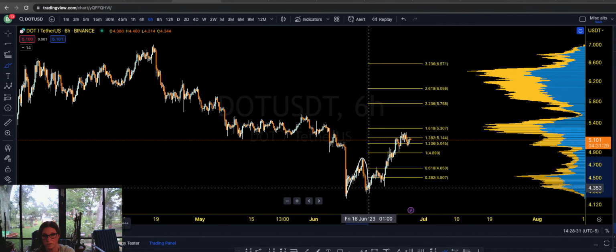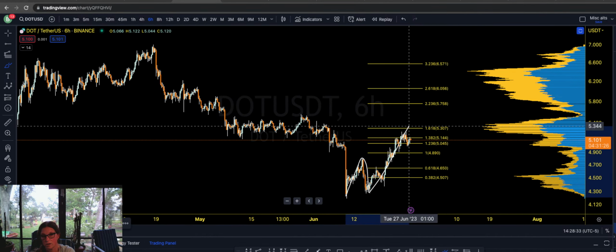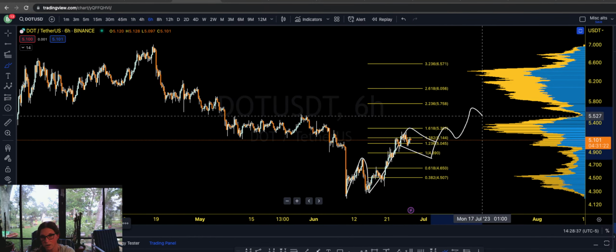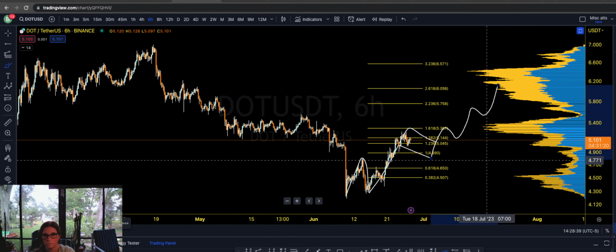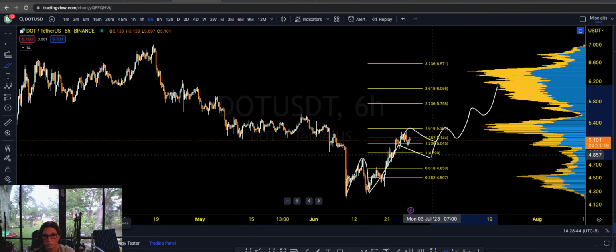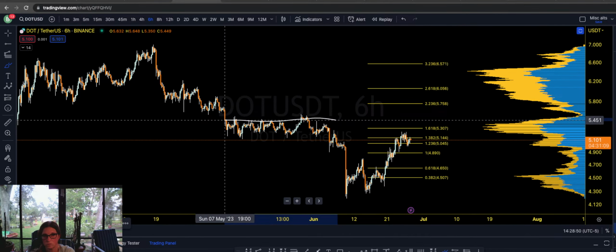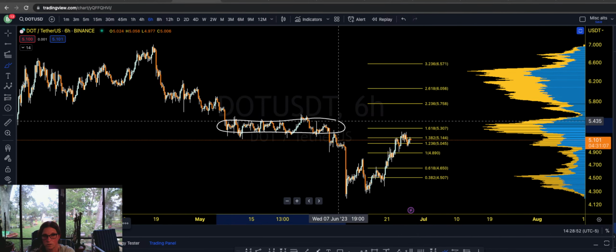Otherwise, it's just A, B, C. Okay, it could make a connector here and then give you something like A, B, some kind of connector here. But the whole goal is to take this out and get above it.